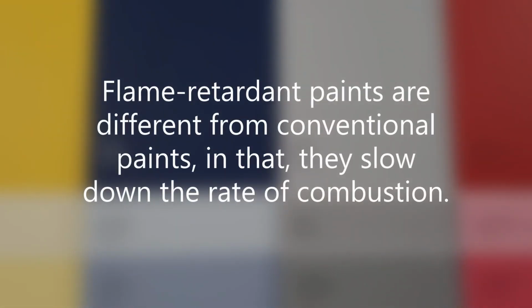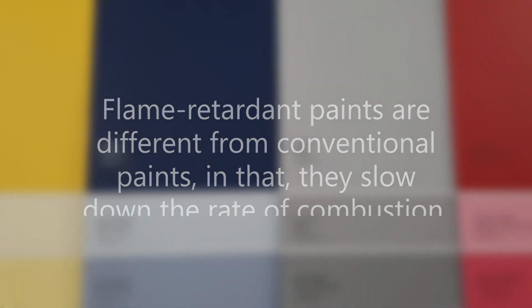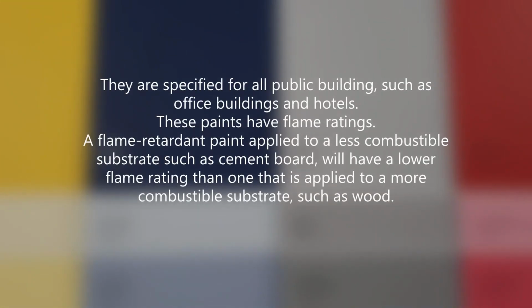Flame retardant paints are different from conventional paints in that they slow down the rate of combustion. That is how quickly fire can get started or spread on the substrate that is painted. They are specified for all public buildings, such as office buildings and hotels. These paints have flame ratings.